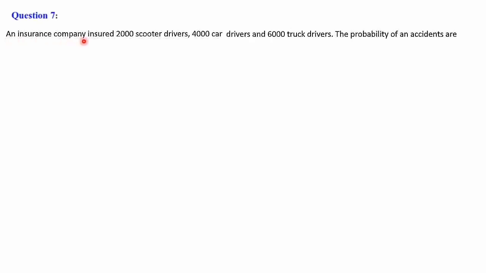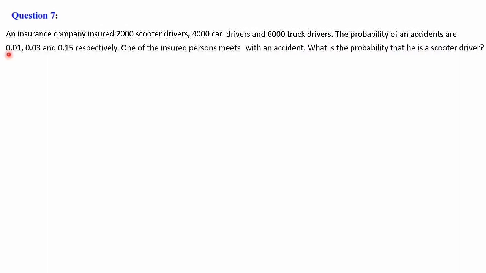Move on to the 7th question. An insurance company insured 2,000 scooter drivers, 4,000 car drivers and 6,000 truck drivers. The probability of accidents are 0.01, 0.03 and 0.15 respectively for scooter, car and truck drivers. Here, one of the insured persons meets with an accident. What is the probability that he is a scooter driver?